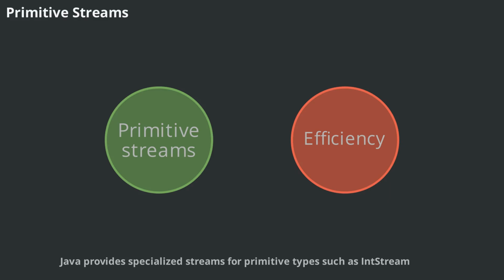Java provides specialized streams for primitive types, such as IntStream, LongStream, and DoubleStream. These are more efficient for numerical operations and avoid unnecessary boxing and unboxing.